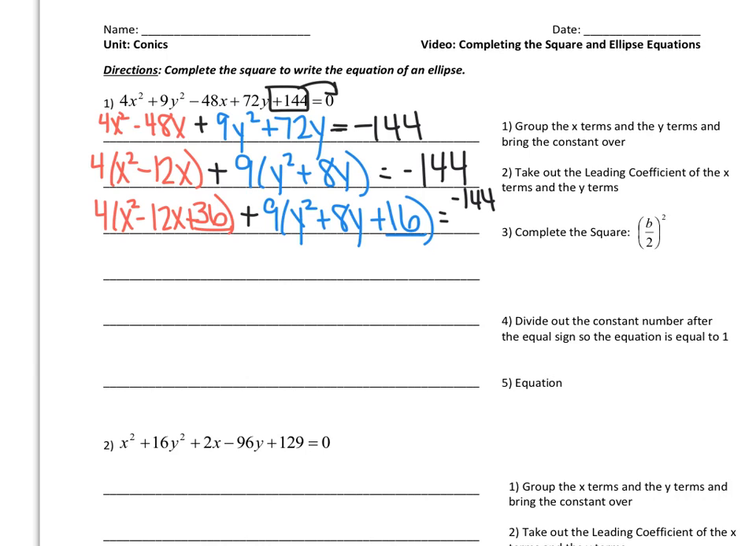But we have to be careful because we cannot just add 36 and 16 to this side because of these coefficients out in front. We basically have to multiply. So 4 times 36 is what we'll add here, which is 144. And then 9 times 16 is what we'll add to the other side, which also happens to be 144. So now we're almost done completing the square. We need to write it in this form.